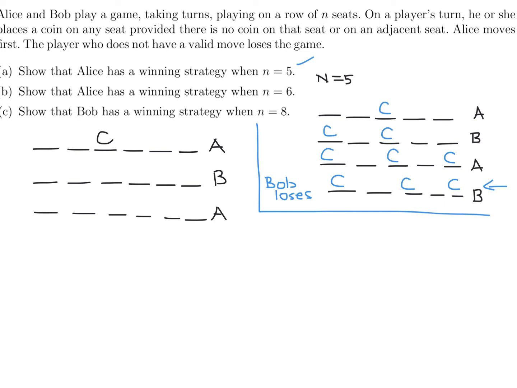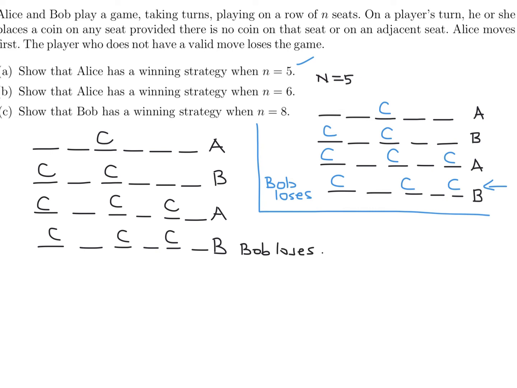Then Bob now can put the coin either here or here or here. So let's just say he puts it there. If he puts the coin here, then Alice now can put a coin either here or here. So let's say she puts it there. And now Bob, unfortunately, has no place to put a coin. So Bob loses. Okay, so that's part of it.